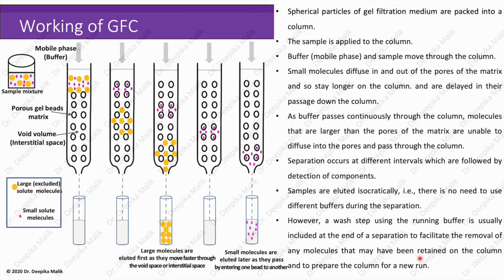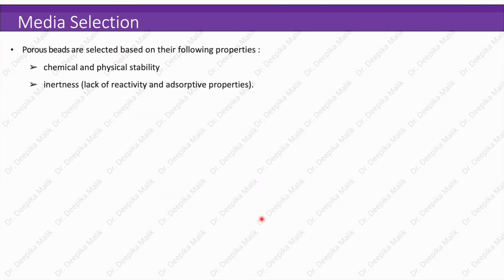As you can see in the diagram, when the sample mixture is applied onto the column, the yellow beads, being large in size, pass through the column first by passing through the interstitial spaces between the gel beads, whereas the small purple molecules enter into the gel beads and pass through the column by entering one bead to another, and therefore take more time to pass out of the column. The fractions are collected at the bottom in test tubes at a fixed volume and at a fixed time. Now let us discuss the media selection, that is, the type of media used for making the gel beads.